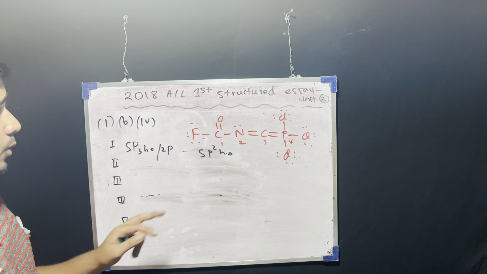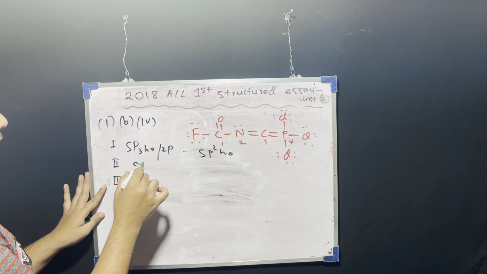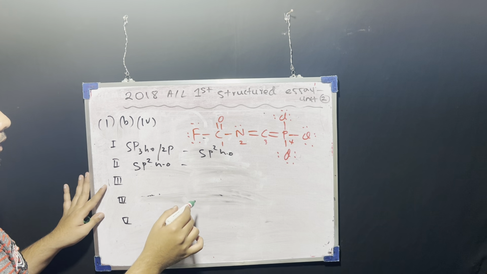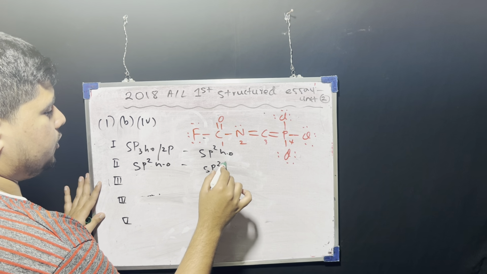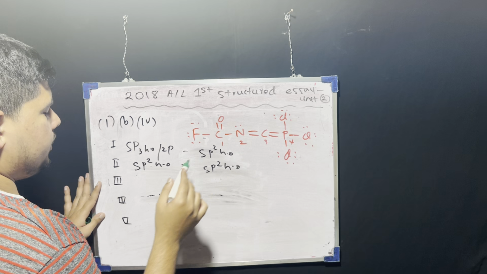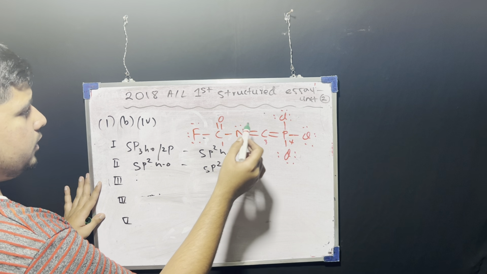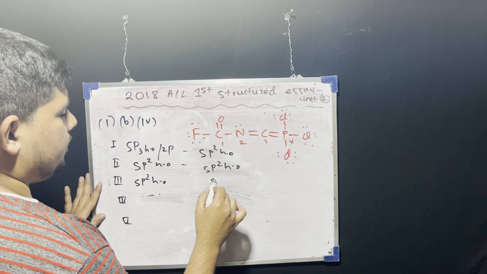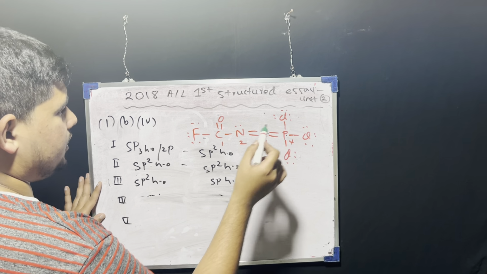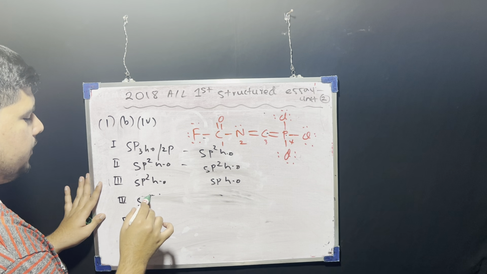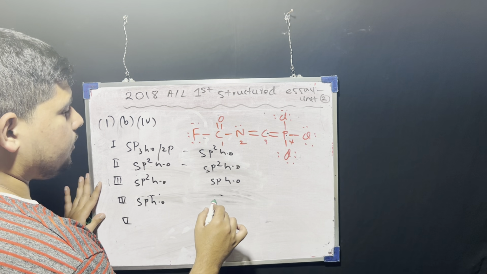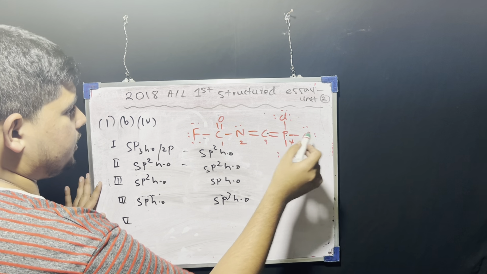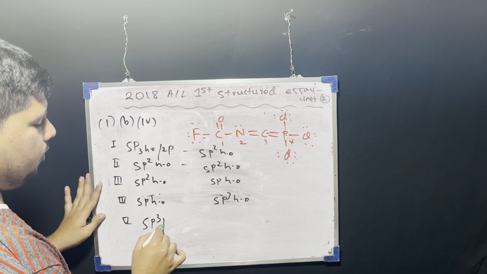Roman number 2 is between carbon and nitrogen: for carbon 1, 2, 3, sp2 hybrid orbital, and nitrogen also sp2 hybrid orbital. Next one, this and this: sp2 hybrid orbital and sp hybrid orbital. Next one, this and this: sp hybrid orbital and 1, 2, 3, 4, sp3 hybrid orbital. Next one, this and this: sp3 hybrid orbital.